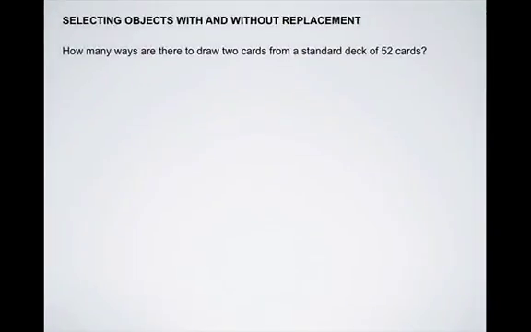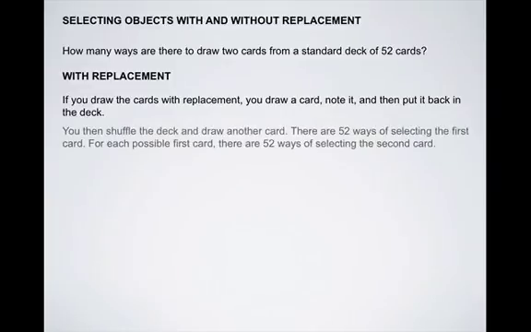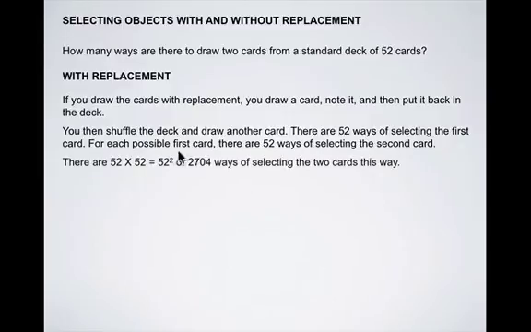Now, selecting with replacement: if you select your first card, put it back in the deck, and then select your second card, well, there are 52 ways to select the first card and 52 ways to select the second card because of the replacement. So that means that there are 52 times 52, or 52 squared ways, or 2,704 ways of selecting the cards this way. And so replacement increases the number of possible choices.